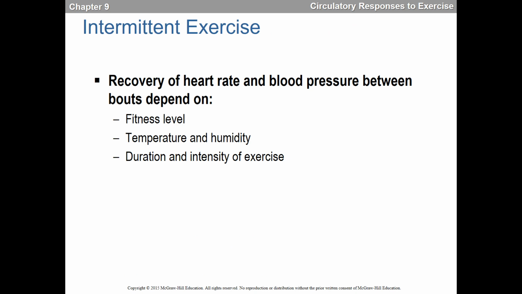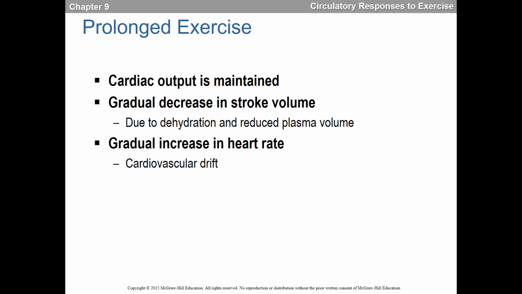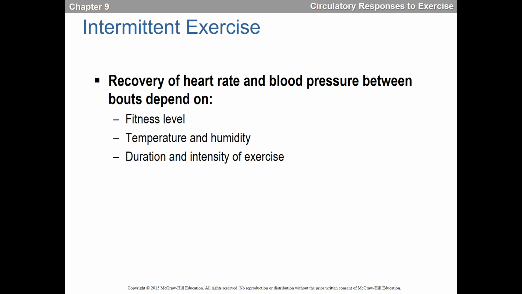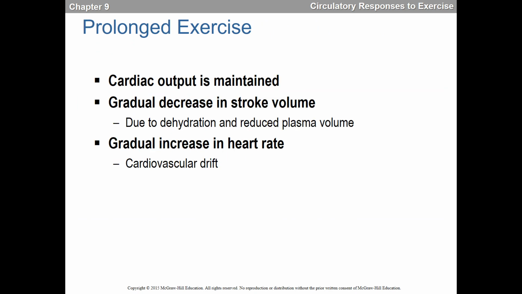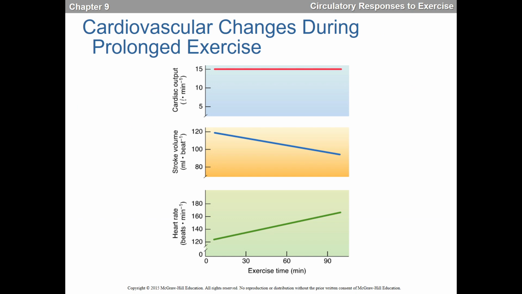Now here, I'm not really going to talk about intermittent exercise, but with prolonged exercise, this is the cardiovascular drift that I was talking about prior. Cardiac output is maintained whenever we're exercising at a given workload. Stroke volume is going down due to sweating and loss of plasma volume. And heart rate will go up to essentially maintain cardiac output.